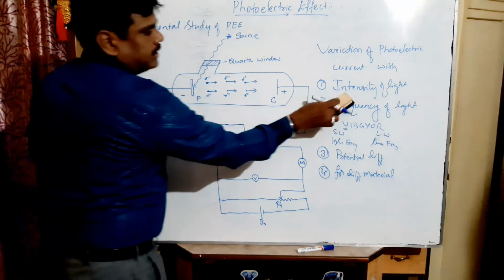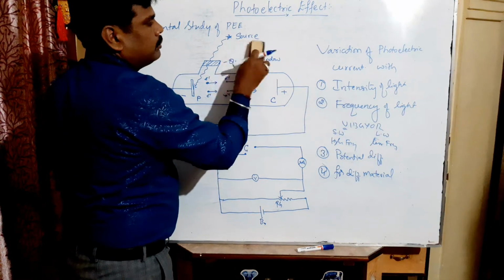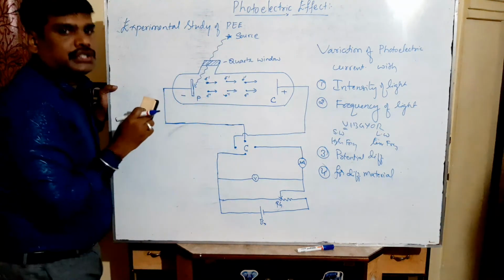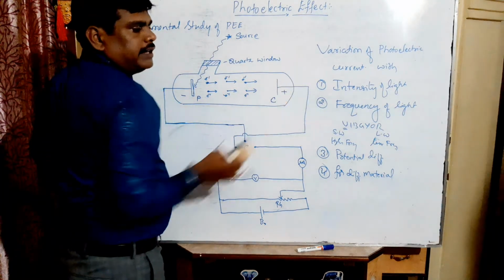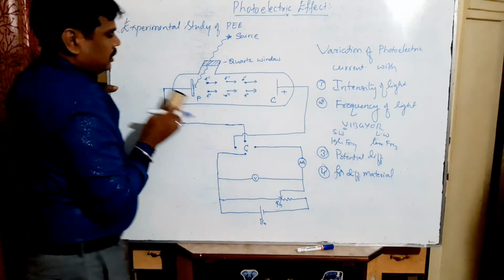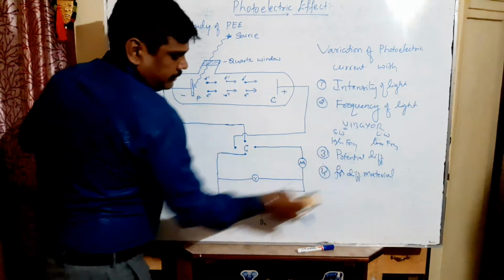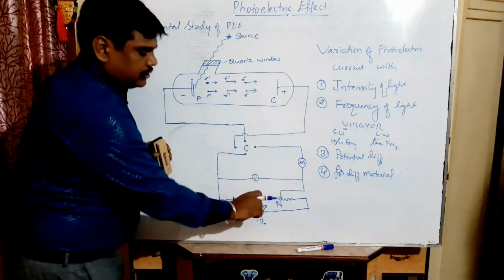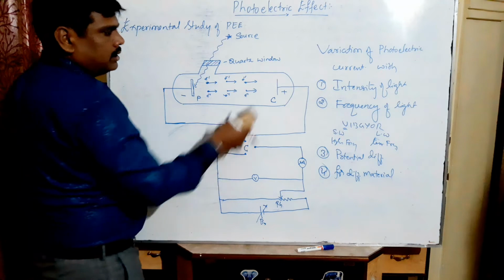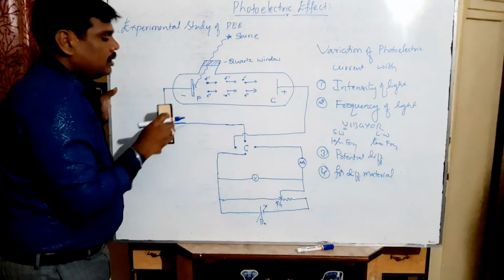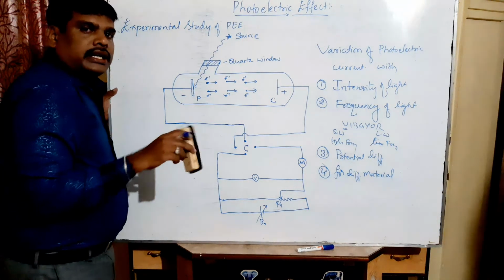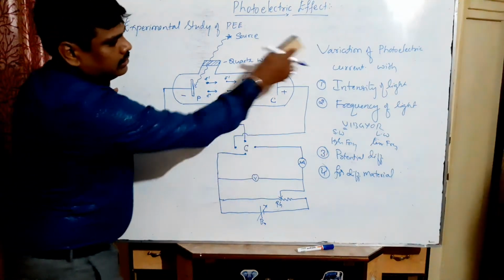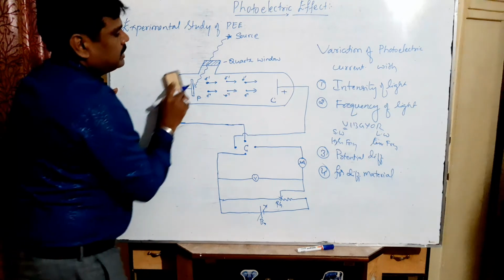To vary intensity, the source position can be changed. To vary frequency, we have to use different colored sheets, which can change the frequency. Clear now? Now, how to vary the potential difference? By using the variable battery. Here we are using a variable battery. If you change the potential difference, then the collector and emitter potential can increase or decrease by using this variable battery. I will explain all the things one by one. So let us consider the first thing.